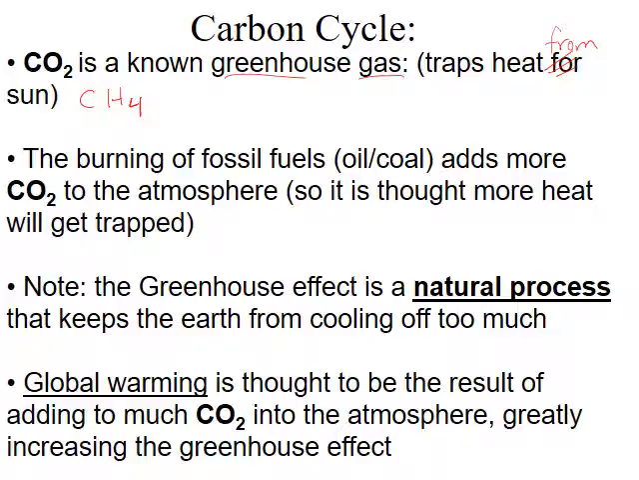And we know that we can get more carbon dioxide into the atmosphere through the burning of fossil fuels, coal, and wood, which counts as not a fossil fuel, but it's a fuel. So as we add more and more carbon dioxide and other greenhouse gases, more heat would get trapped. And it's important to note that this is actually a natural process. The greenhouse effect is designed in a way to keep the Earth's temperature stable.